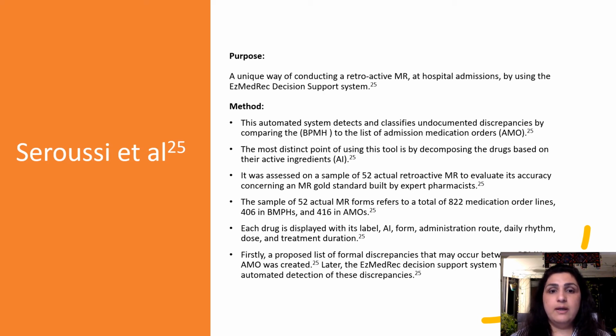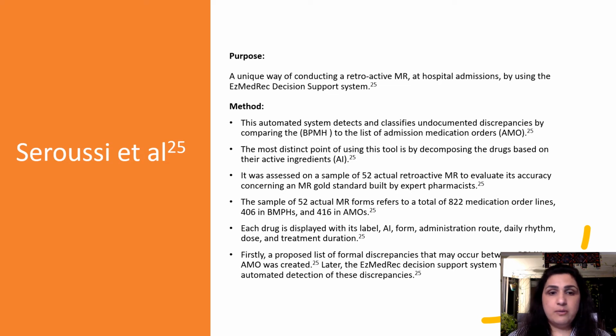So what they were doing is that they were conducting the medication reconciliation process by the expert pharmacists, and then they were conducting the same medication reconciliation process by using this Easy MedRec system retroactively, and then they were comparing their results. So the sample of 52 actual medication reconciliation forms refer to a total of 822 medication order lines, 406 in best possible histories, and 416 in the admission medication orders.